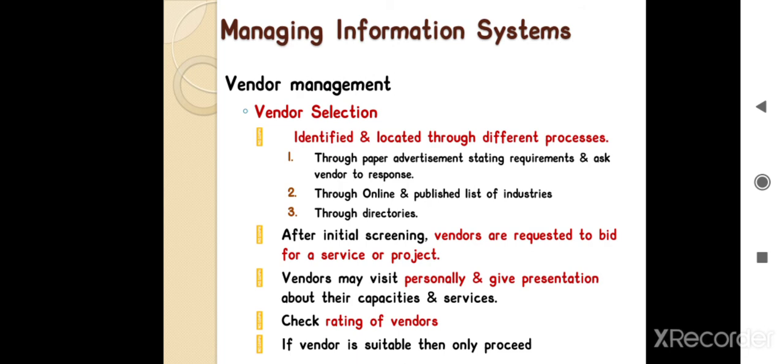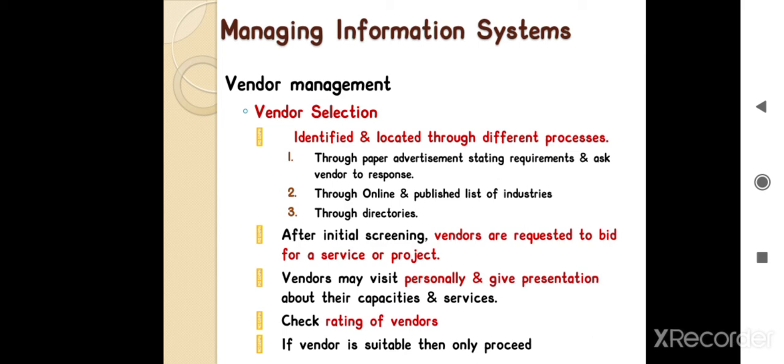How are these service providers or vendors selected? It has a particular process. First, they are identified and located through different processes. How do we know who the vendor is within that particular service provision? First is through a paper advertisement, stating the requirements and asking vendors to respond. So we simply put a paper advertisement related to our needed service, and we can get responses from those vendors.